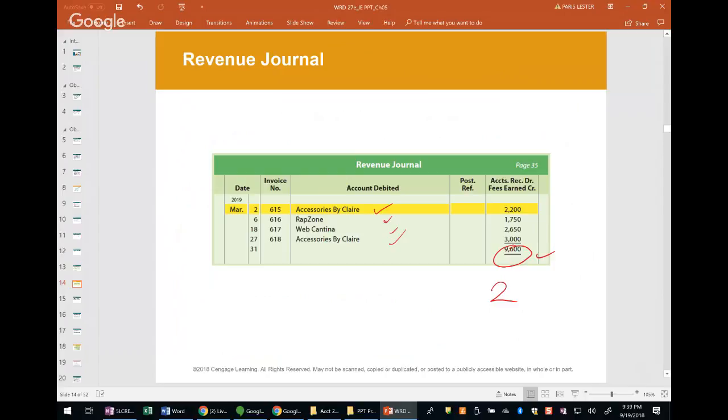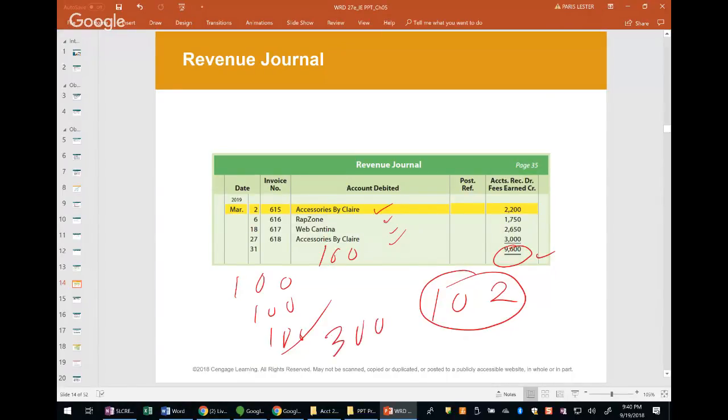But what if there was 100 of these customers? You'd post 2 times the total, and you'd post to 100 customers. So you'd post 102 times instead of 300. 100 to accounts receivable, 100 to fees earned, and 100 to your customers. So you're going to post a total twice, and you're going to post to the customers. So you're cutting down 300 to 102.